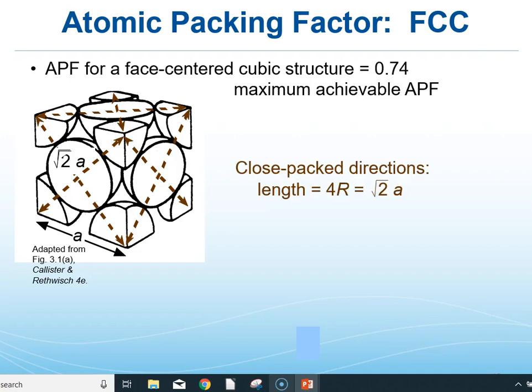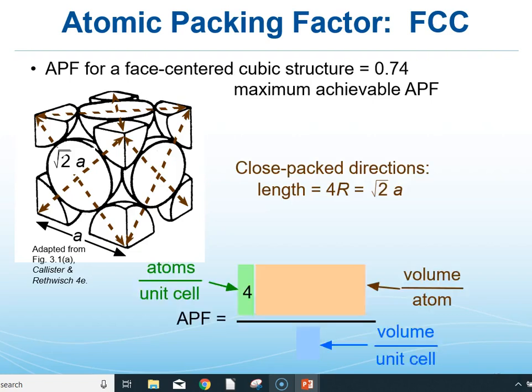Again, another big jump. And again, the calculations are the same as we did before, 4 atoms per unit cell, the root 2 A being the atomic radius to lattice parameter relationship, and A cubed. Volume per unit cell is always going to be A cubed, so that's where we get our 0.74. And again, like the other two, you can calculate this on the basis of atomic radius instead of lattice parameter. It gives you the same thing.